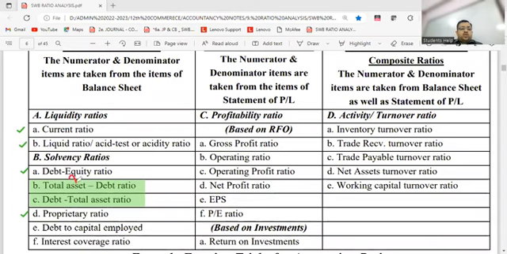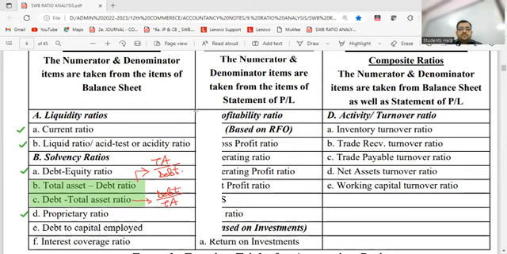When we say total asset to debt ratio, children, we have the formula where total assets is the numerator and debt is the denominator. And when we say debt to total asset, debt is the numerator and total asset is the denominator. Are people understanding what I am saying?